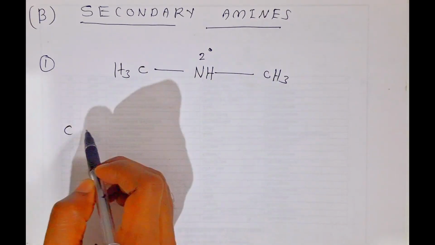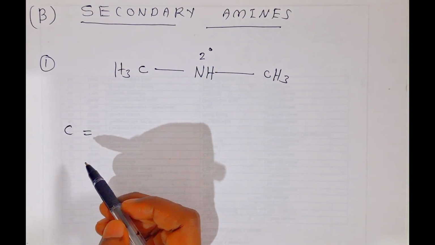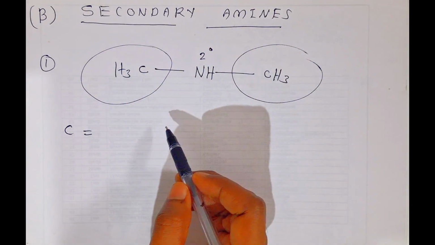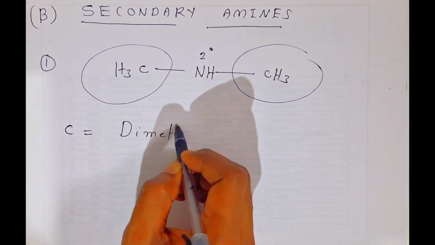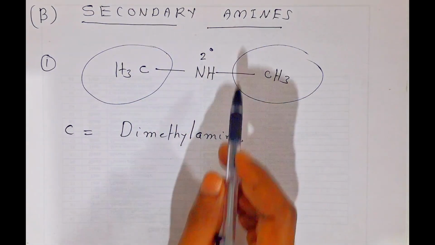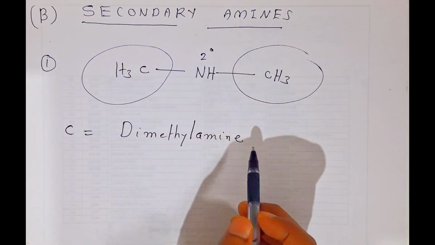Now students, in the common system, how are you going to name this amine? This is nothing but which 2 alkyls are attached, that is methyl. So we call it dimethyl amine. So dimethyl amine will come in 2nd degree amines, that is secondary amines. Dimethyl amine is a secondary amine.